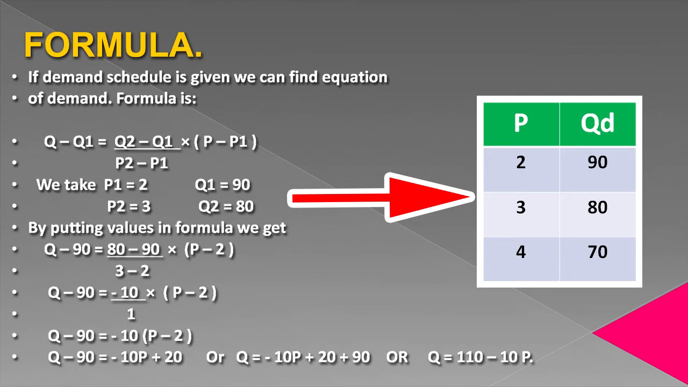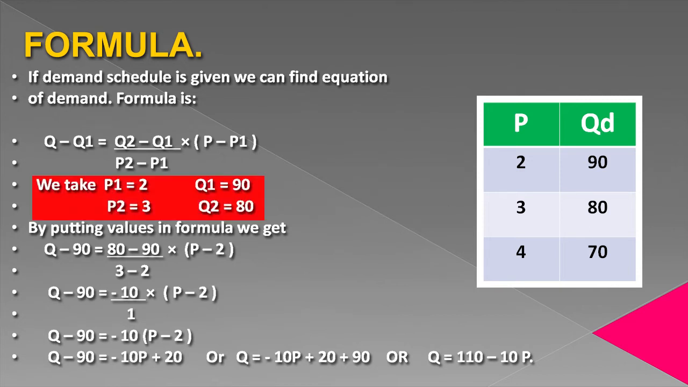Now, you can take any value as P1. But do remember, whatever value you take as P1, the quantity demanded in front of that P1 will be considered as Q1. After P1, the next value will be P2, and the quantity demanded in front of P2 will be considered as Q2. Now I am taking P1 equals 2 and P2 equals 3. When P1 is 2, Q1 is 90. When P2 is 3, Q2 is 80.